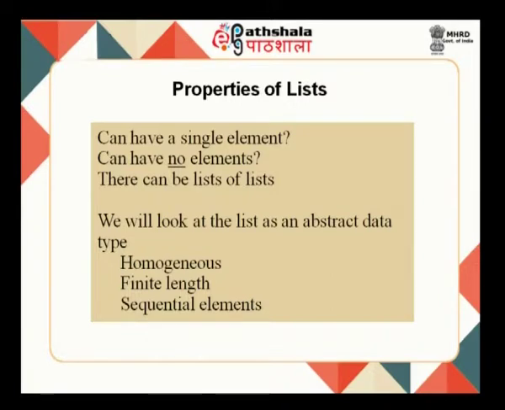Now, when we look at that, there are some properties associated with any list ADT, and that is it has to be homogeneous, it is of finite length and it has a sequence of elements. So, it is homogeneous, that is all the elements of the list are of the same type, it has a finite length. It can have any length, but it is finite, and there is some sequence associated with the elements. So, that is the definition of list.